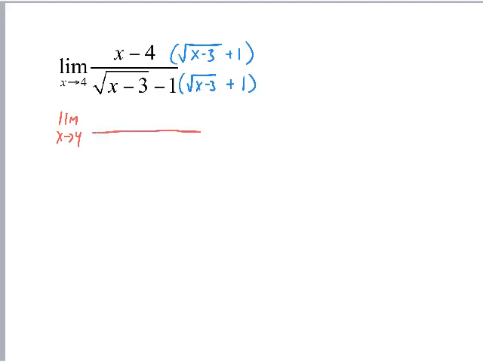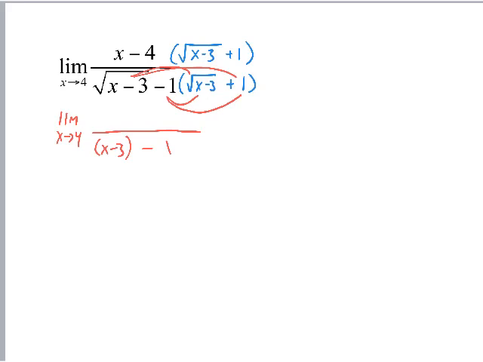The top, I'm going to ignore for a second. The bottom is FOIL. When you multiply those two pieces, you simply get x minus 3. When you multiply this times this, you get x minus 3. When you multiply this times this, and this times this, don't they cancel? And then when you multiply negative 1 times 1, you get minus 1. See how the bottom square roots disappear?